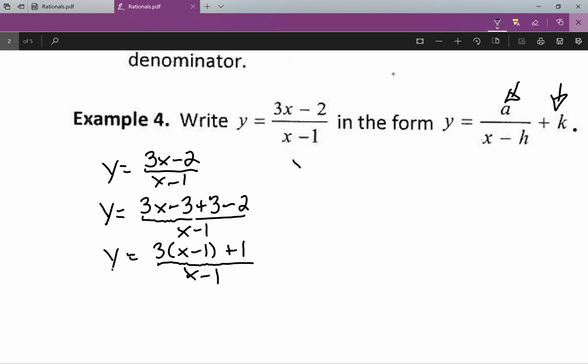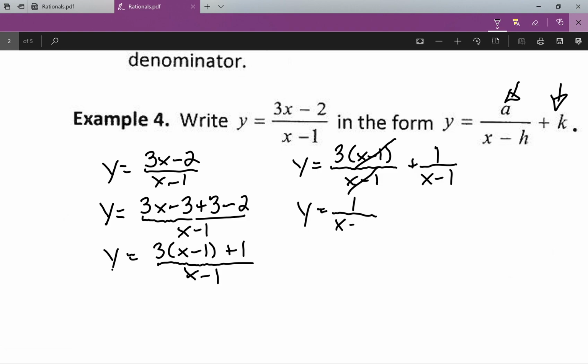Now, if I separate my fraction right here, I'm going to get 3 times x minus 1 all over x minus 1, plus 1 all over x minus 1. That gets me the cancellation of the x minus 1 factor right there. And then with a quick rearrangement, I now get 1 all over x minus 1, all plus 3. So that's the quick way that we're going to be able to manipulate between these two forms.